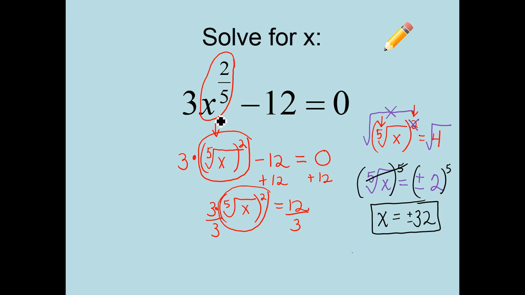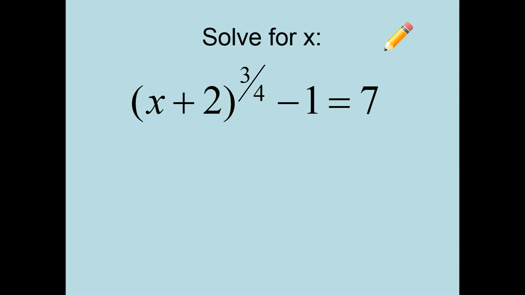Let's make sure the negative 32 works. The 5th root of negative 32 is negative 2. Aha, negative 2 squared: if I take a negative and I square it, I'm going to get a positive number. So positive 4 times 3 is 12, minus 12 is 0. So both of them do work. Okay, let's try one more.